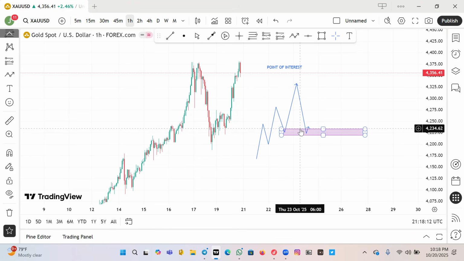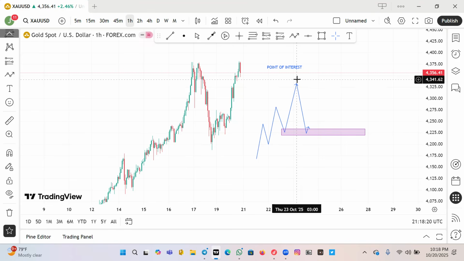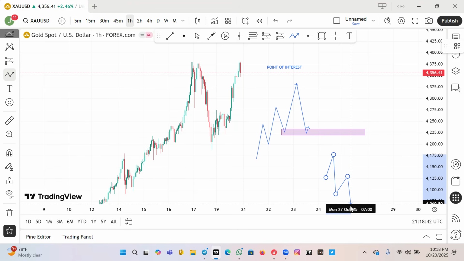Now, one thing you should know before you execute a trade is to let your structure be right. That is, if the market is moving in an upward direction, that is, you are having break of structure in an upward direction, you should be looking for buy opportunities. If you're having break of structure to the downside, you should be looking for opportunities to sell.